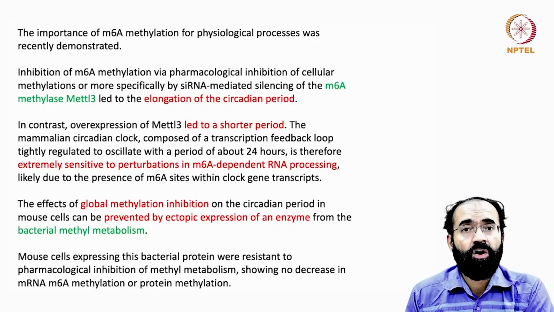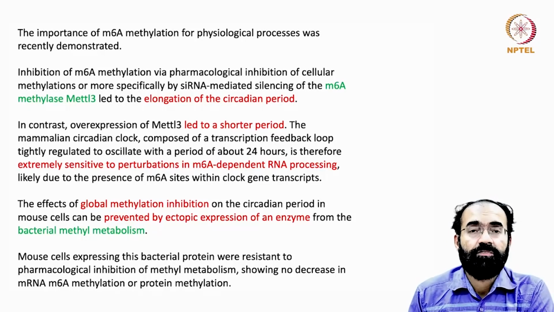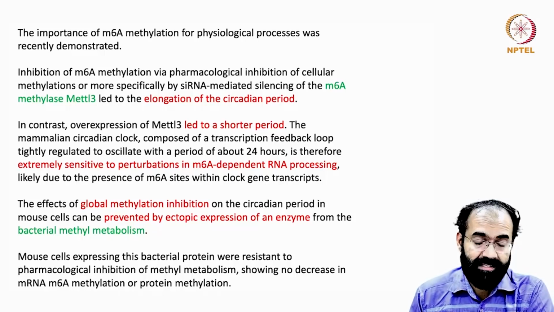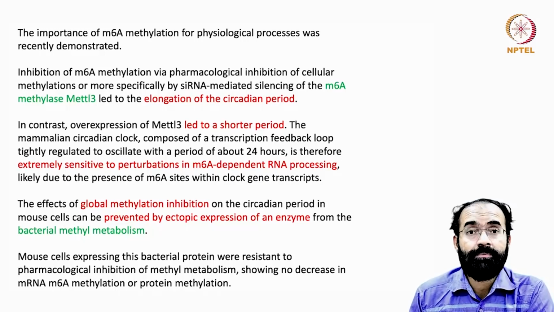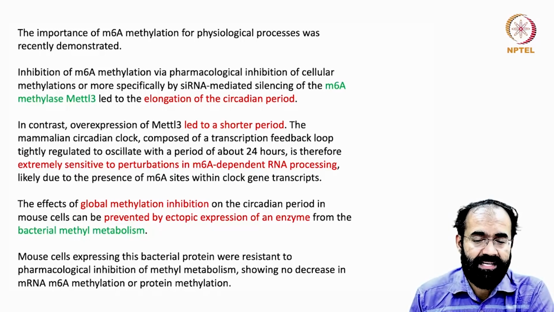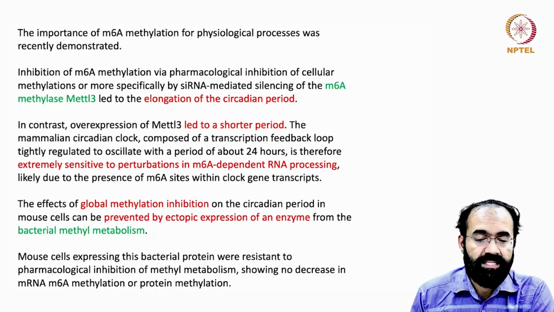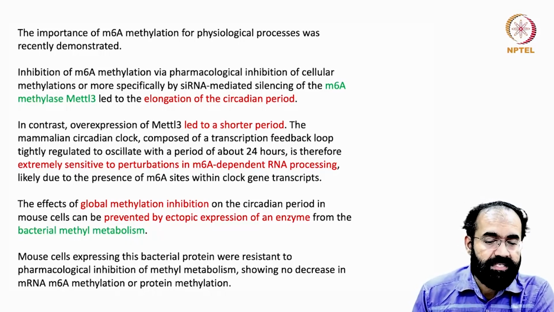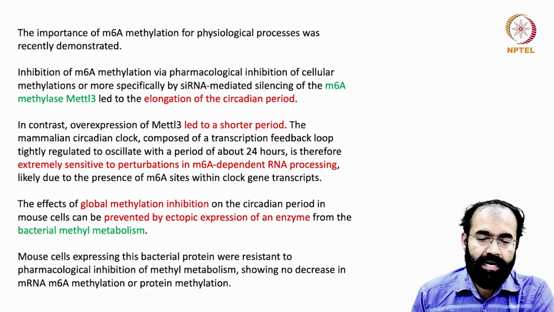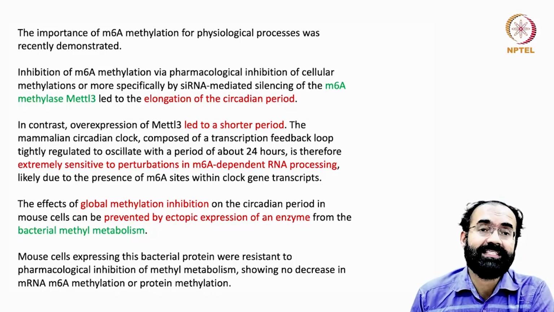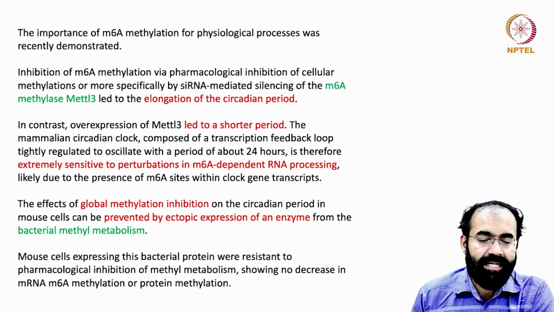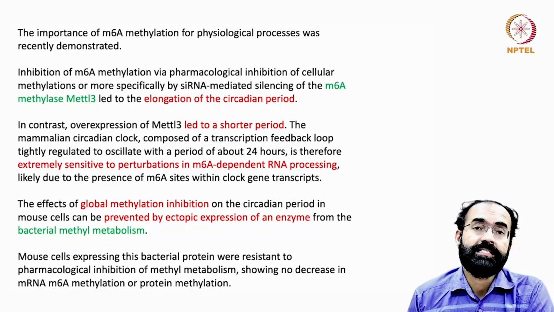So the importance of M6A methylation for various physiological processes has very recently been characterized and demonstrated. The inhibition of M6A methylation, via pharmacological inhibition of cellular methylations, or more specifically by siRNA-mediated silencing of M6A methylases such as METTL3, has led to the elongation of the circadian period.